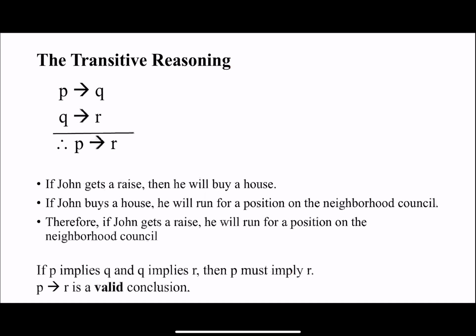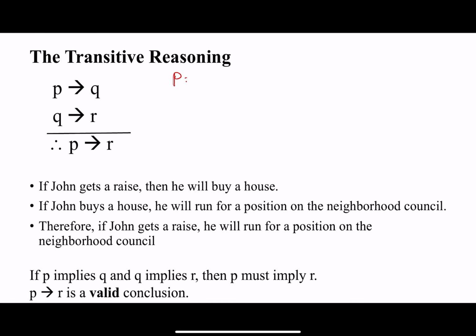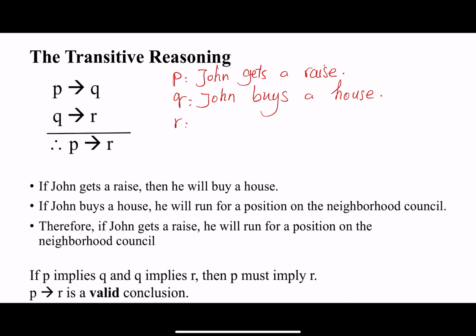You have if P then Q, then you have if Q then R, then from the first antecedent you go to the last consequent. Therefore, if P then R. Okay? For example, let's say P represents John gets a raise, and Q represents John buys a house, and R represents he will run for a position on the neighborhood council.